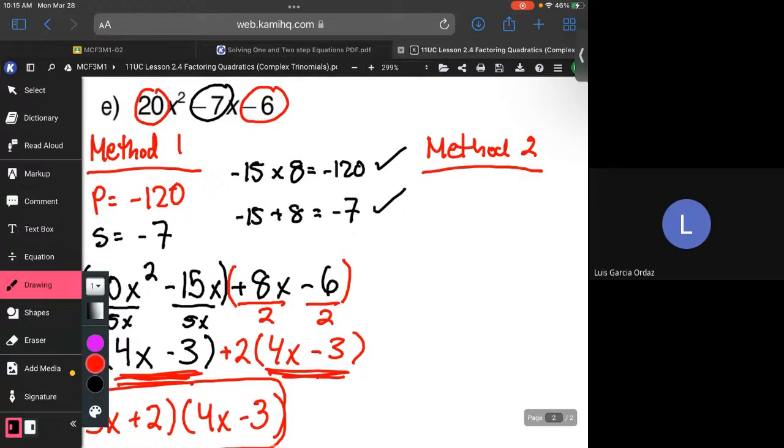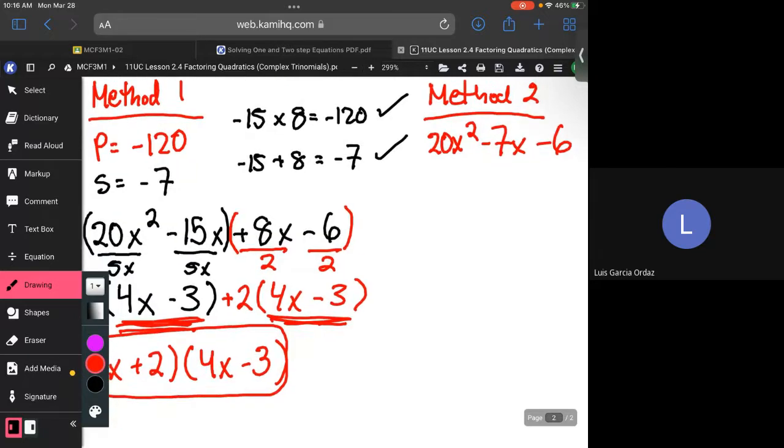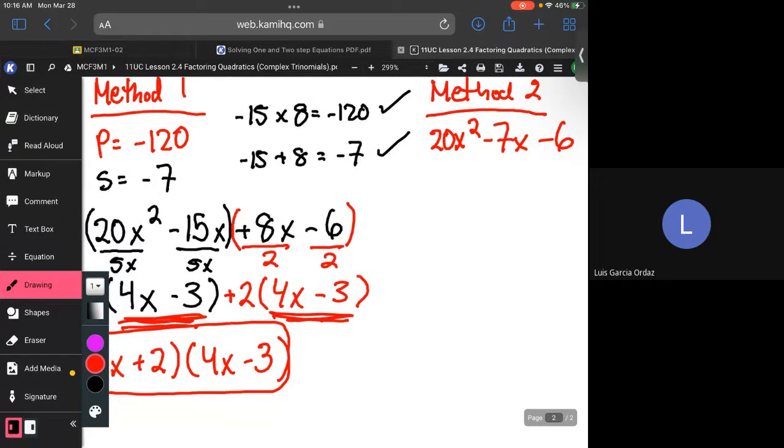So we have 20x squared minus 7x minus 6. My second method is we have to figure out two numbers that multiply to 20. In this case, we'll do 5 and 4. And what are two numbers that multiply to negative 6? Which one's positive, which one's negative? Okay, we'll do negative 3 and 2.